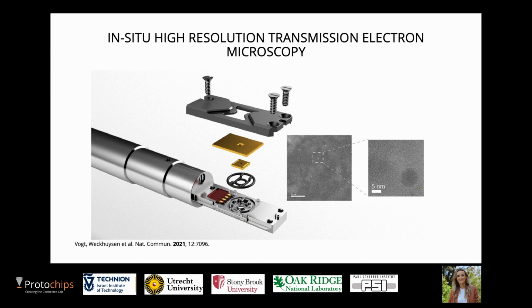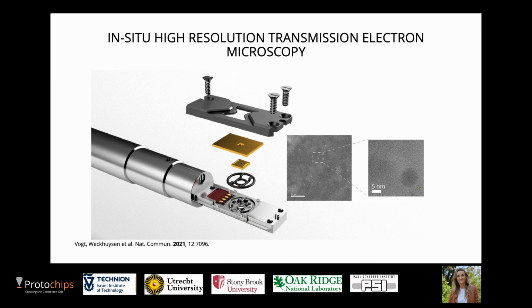One of them was using the Protochips in situ high-resolution transmission electron microscopy cell, where we deposited nanoparticles onto silicon nitride membranes via spark ablation, and then we took these, inserted them into the microscope, heated them first before we turned on the microscope to avoid any carbon deposition, heated the nanoparticles in hydrogen, so reduced our nanoparticles at up to 500 degrees.